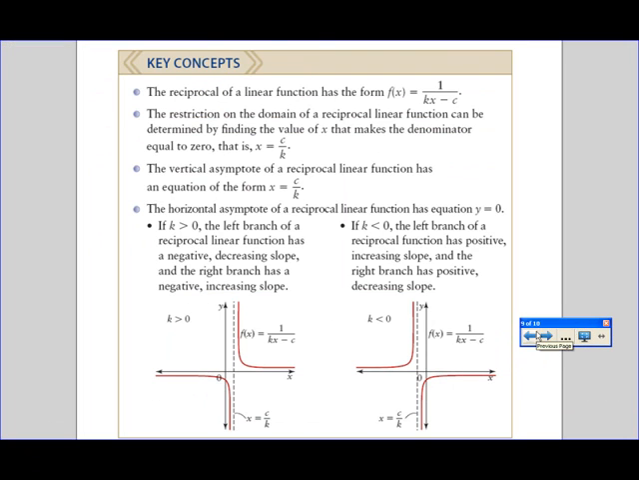This is in your textbook, but again, to summarize, we have this general form. There's a restriction on the domain of the function, because we're dividing. And then our function's either going to look like this if our k value is greater than 0, or this reflected function if k is less than 0.